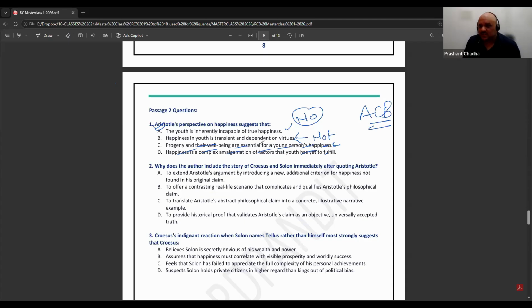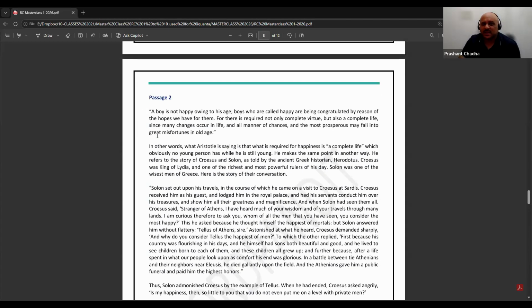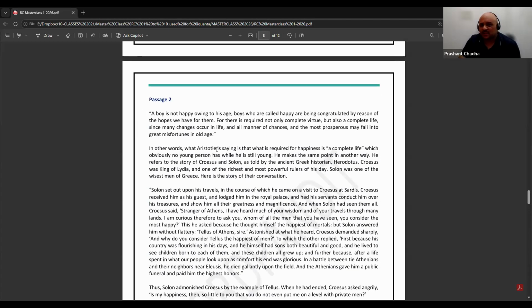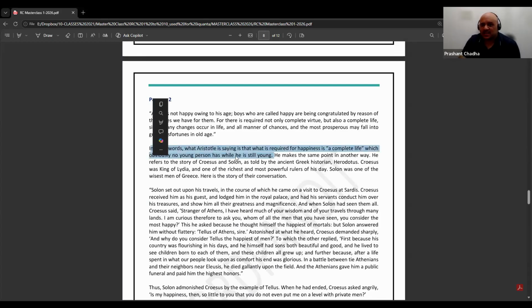Sir, if you go by what the story is, then progeny, all these factors keep from happiness. What is the question asking, Hartika? Don't forget the question. The question is asking what is Aristotle's perspective? Aristotle's perspective is given here clearly. In other words, what Aristotle is saying is this. He's actually spelled it out for us. And then now we are being asked, what is his perspective? His perspective is that no young person can have it while he's still young.